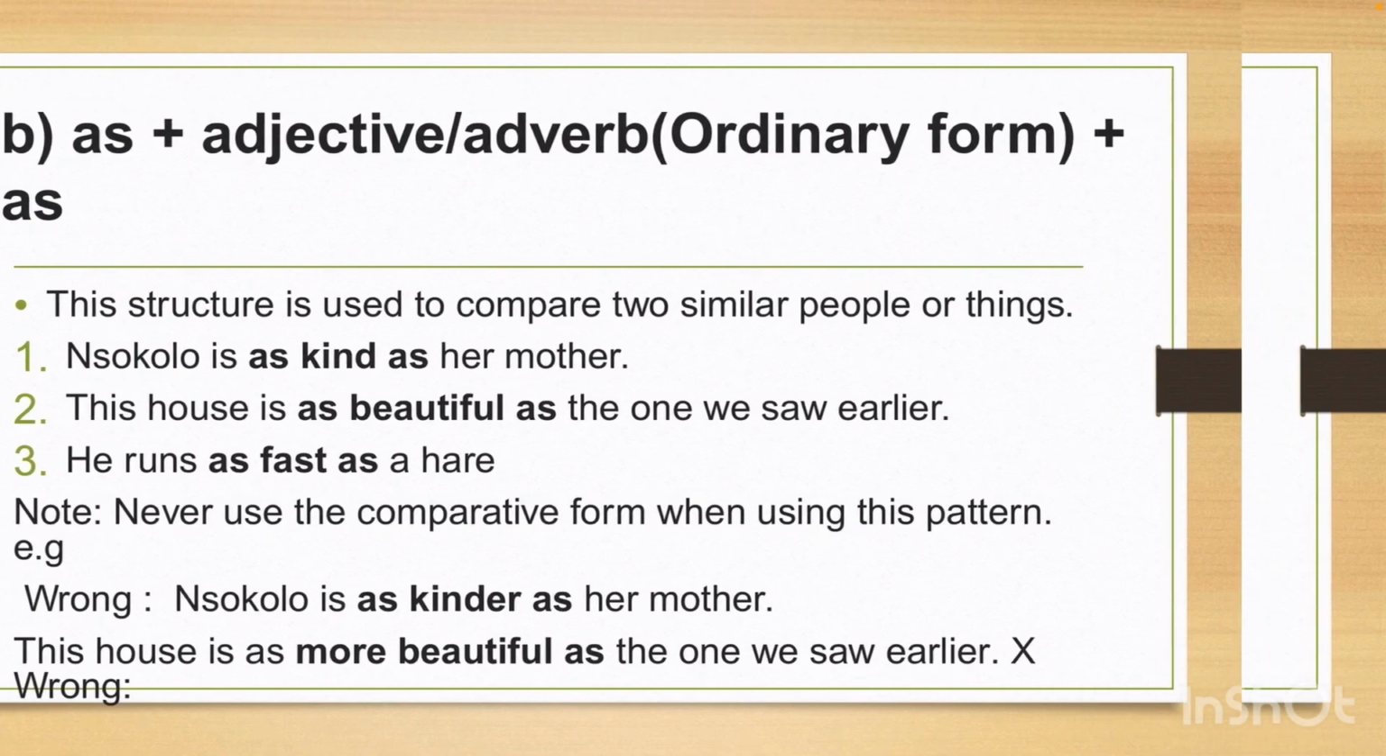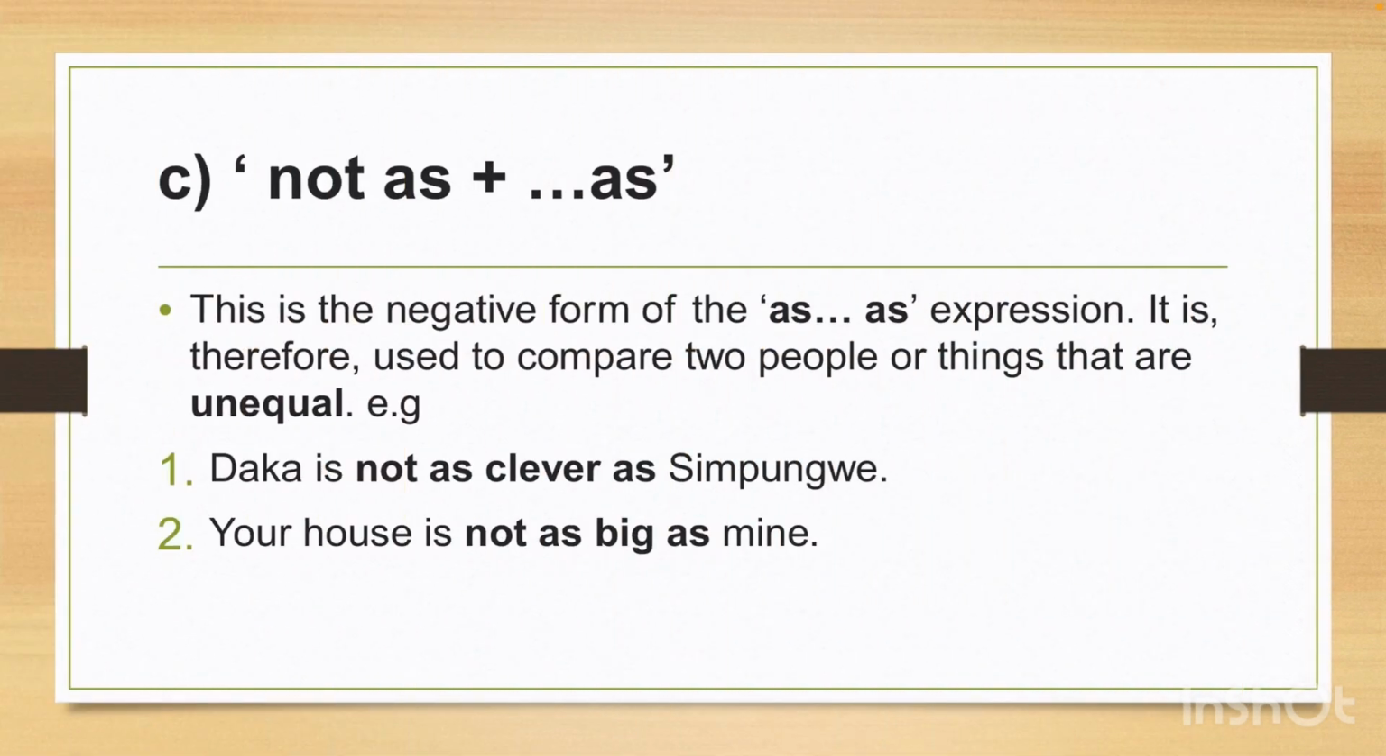Now we have the opposite of the previous one. As dash dash as is used to compare two similar things or people. But when you introduce not to this expression, then you are comparing two things or people that are unequal. For example, Daka is not as clever as Simpungwe. Meaning Simpungwe is cleverer than Daka.